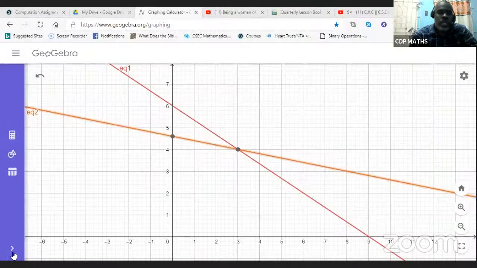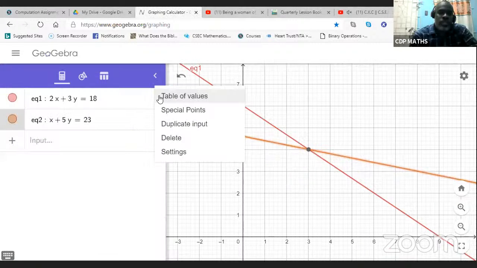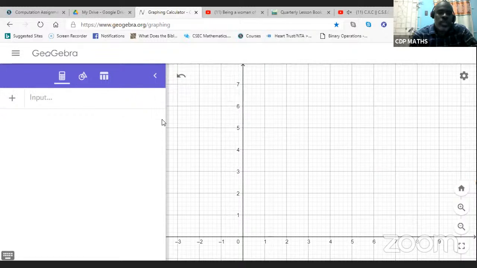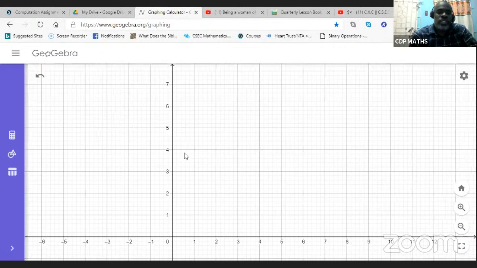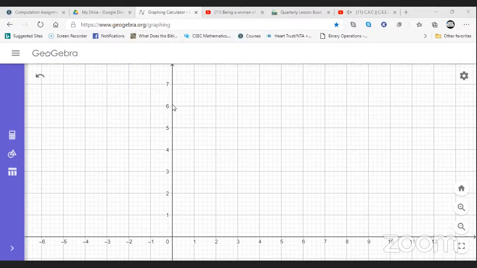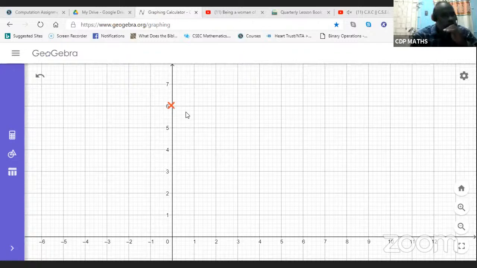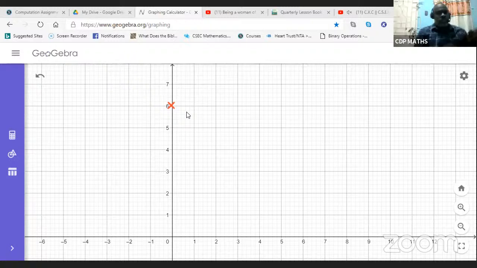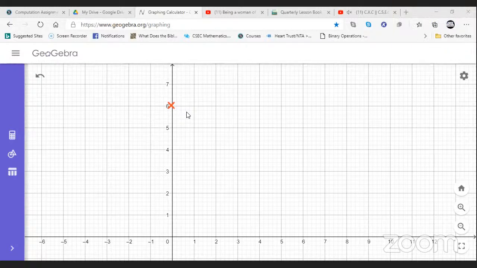All right, so let me undo this graph so you guys can see exactly what I did. So for the first equation, our y-intercept was what again? 6? Yes, sir. Thank you. And then our gradient was what again? Negative 2/3. Not 2/3 x, but negative 2/3.